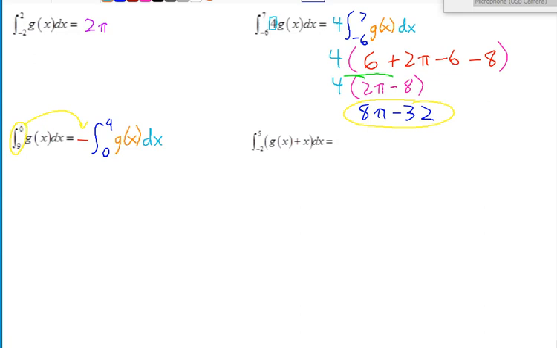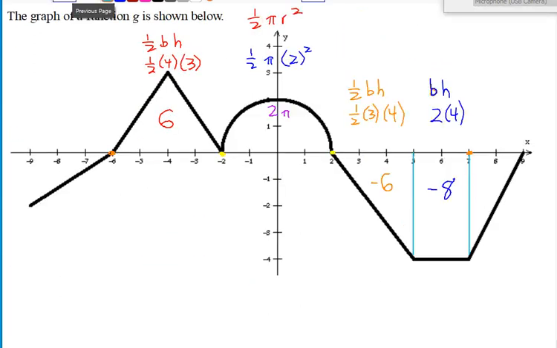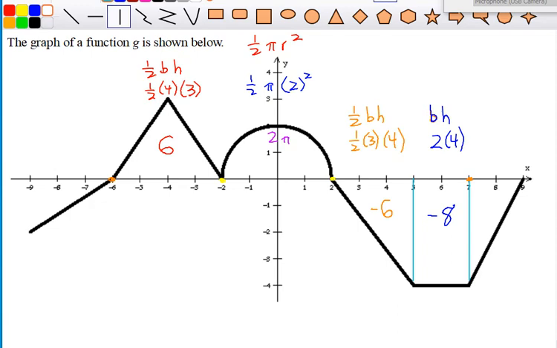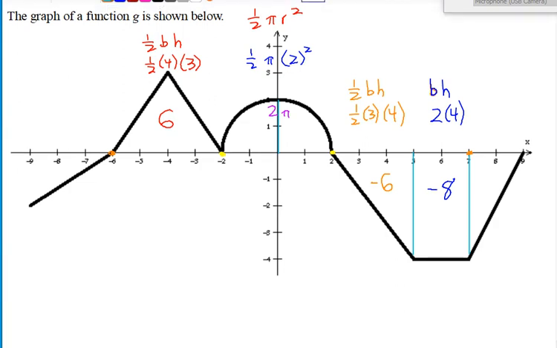So now we have to find the area between the curve and the x-axis from 0 to 9. Notice we've got a lot of that already, but we want to start at 0. So we've got to split the semicircle into 2 quarter circles. We can start at 0 right there. And if the whole semicircle is 2 pi, the quarter circle is going to be half of that, which would just be pi.